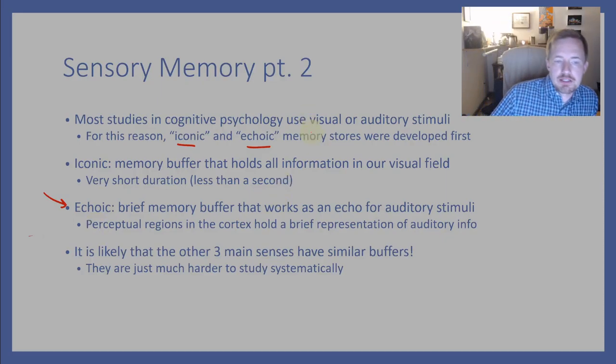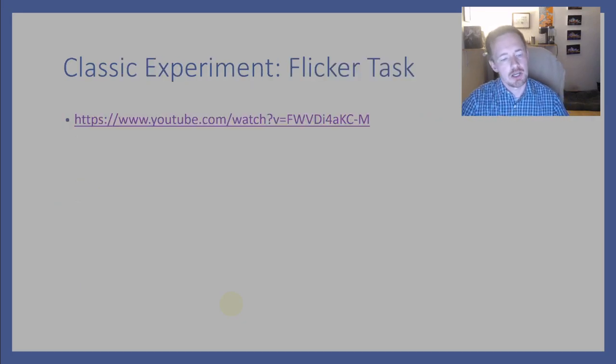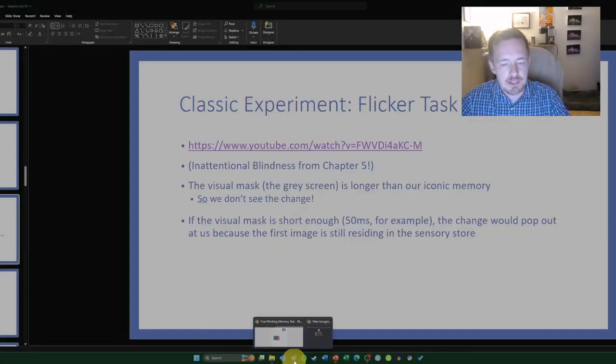And it's likely that we have more than just the iconic and echoic memory storage systems. We have them for the other main senses. They just don't have words. They don't have names for them because they're just not as studied as much. So I'm going to show you a very quick video here. Let's see how this does.